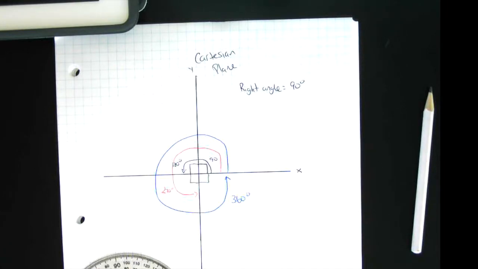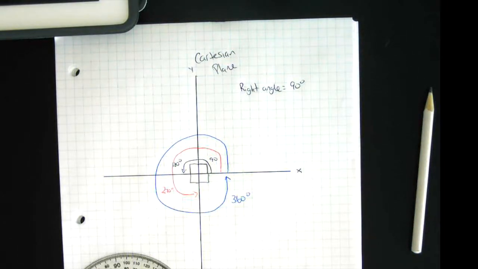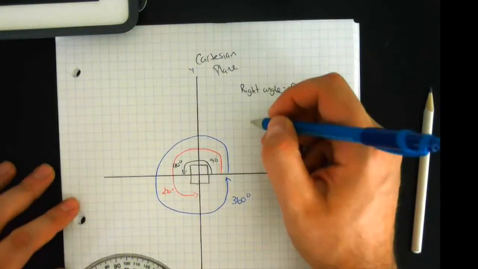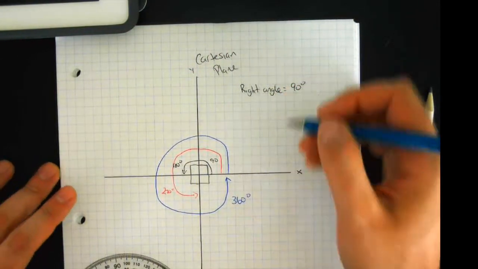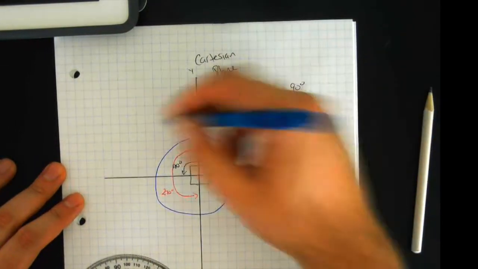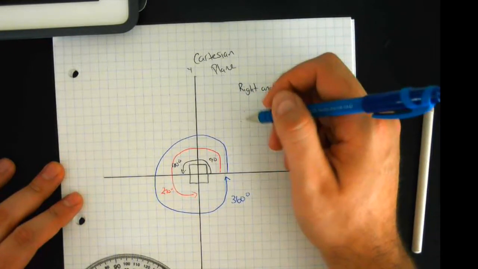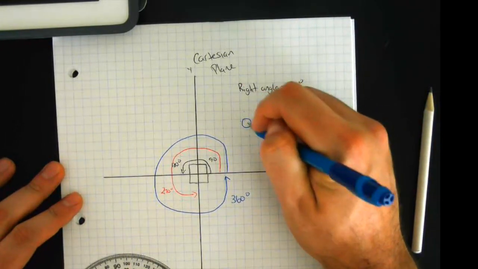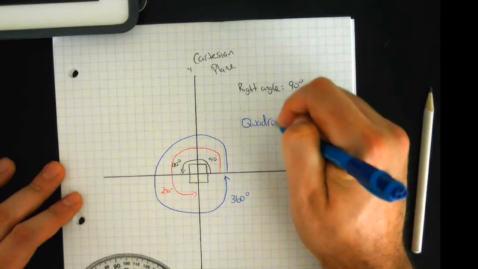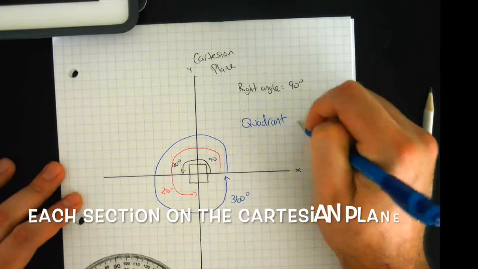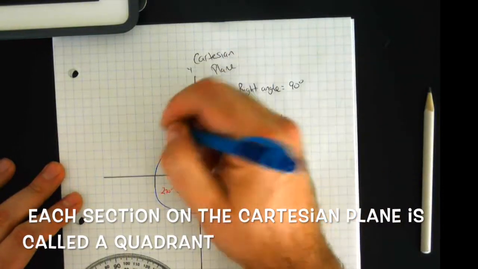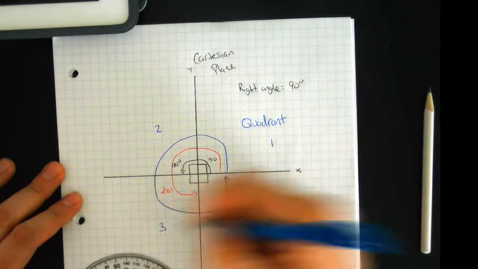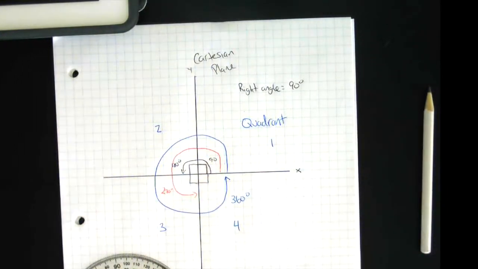This one's mostly for the grade 6s, Aaliyah? 4. So this is, and we don't call them corners anymore. This is now, each section has a unique name. It's called a quadrant. Okay. And this is quadrant number 1. This is quadrant number 2, number 3, number 4.